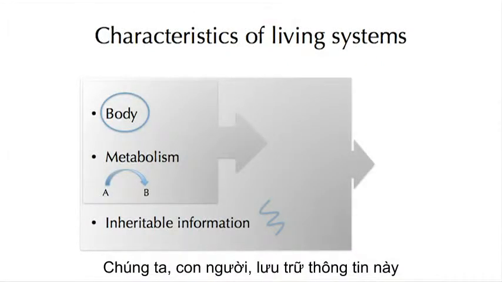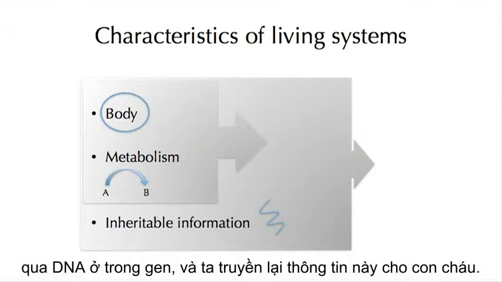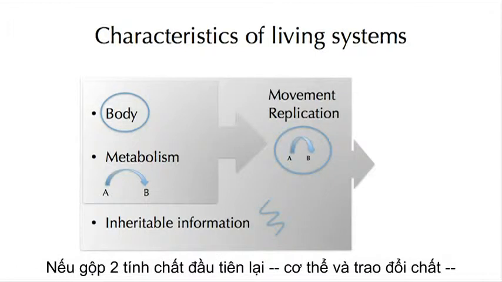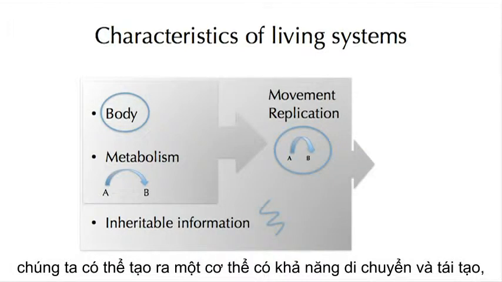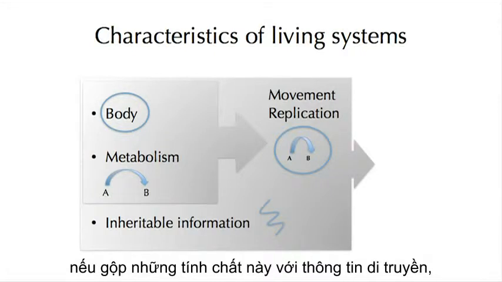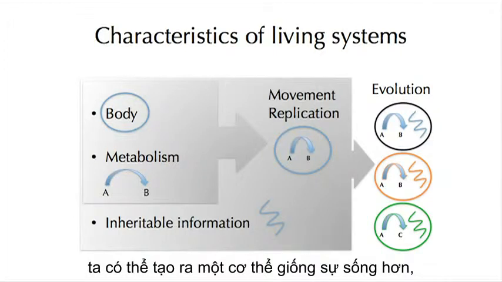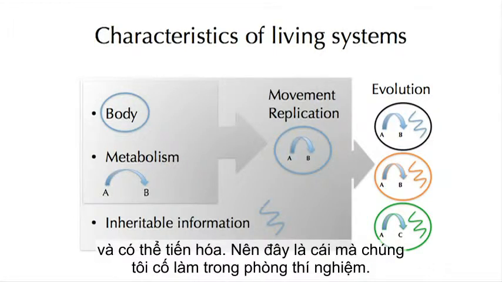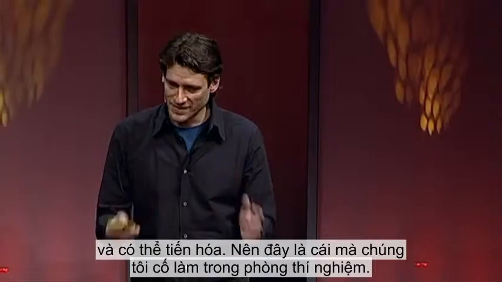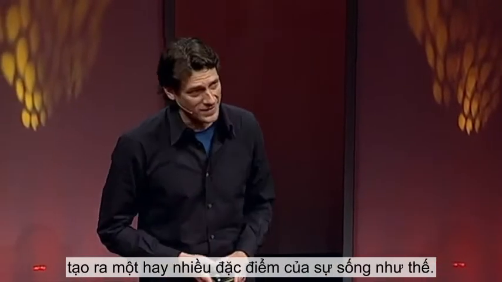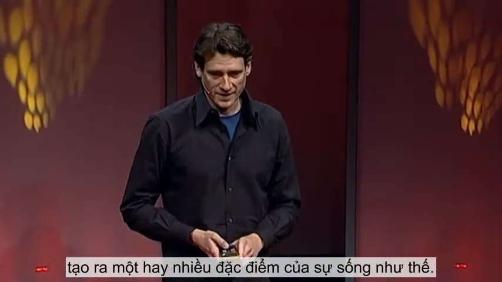Now we as humans, we store our information as DNA in our genomes, and we pass this information on to our offspring. If we couple the first two, the body and metabolism, we can come up with a system that could perhaps move and replicate. If we couple these now to inheritable information, we can come up with a system that would be more lifelike and perhaps evolve. And so these are the things we'll try to do in the lab, make some experiments that have one or more of these characteristics of life.